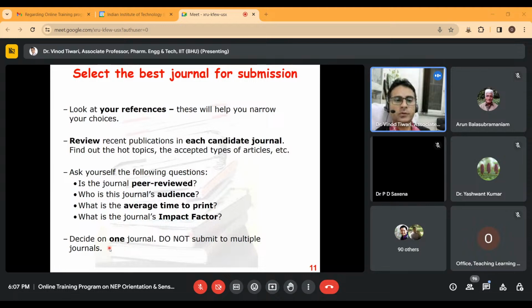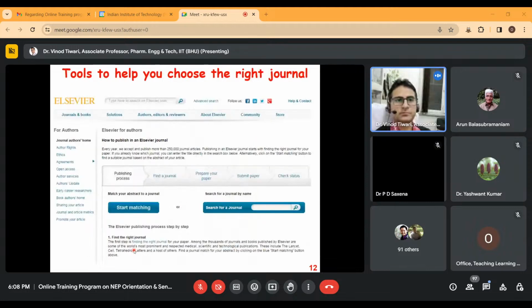So it's very important, decide on only one journal. Communicating to more than one journal at a time is unethical. Not only unethical, it is an academic crime. Okay, so do not do that, and always advise your students also not to do that.